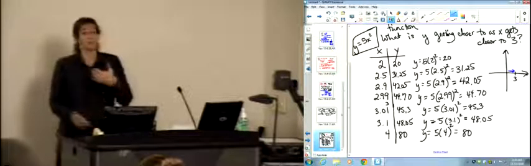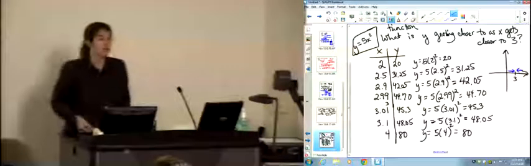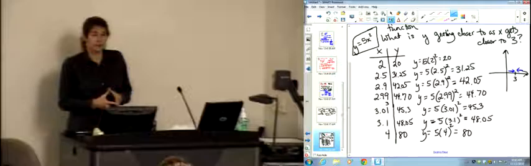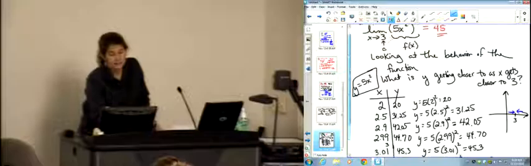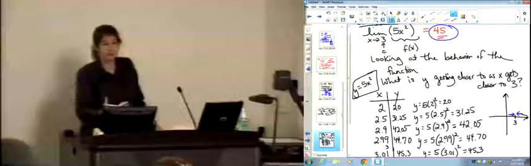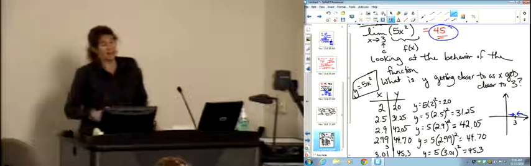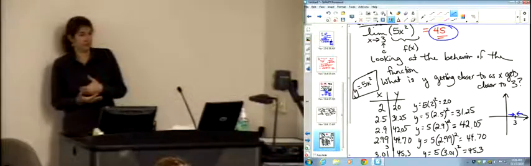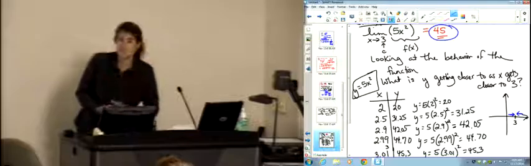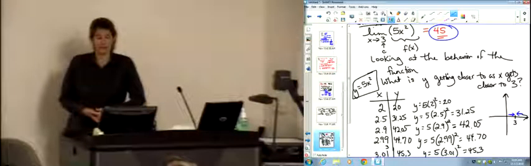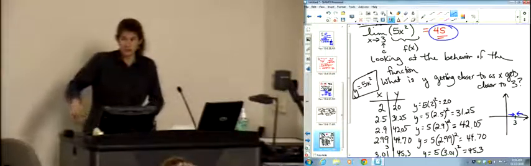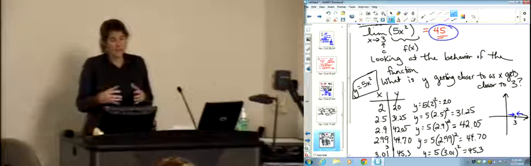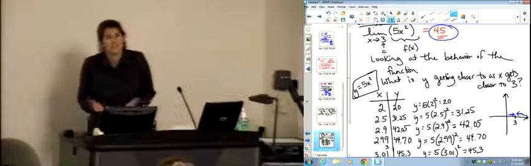What this is telling me is that as my x's get close to 3, whether I look at them getting close to 3 or, as we like to say, approach 3 from the left or from the right, my y value is getting really close to 45. So that tells me 45 is my limit. That is the answer to the question I was initially asked. I looked at it through the use of this table. Remember, this section was called using tables and graphs to find a limit.